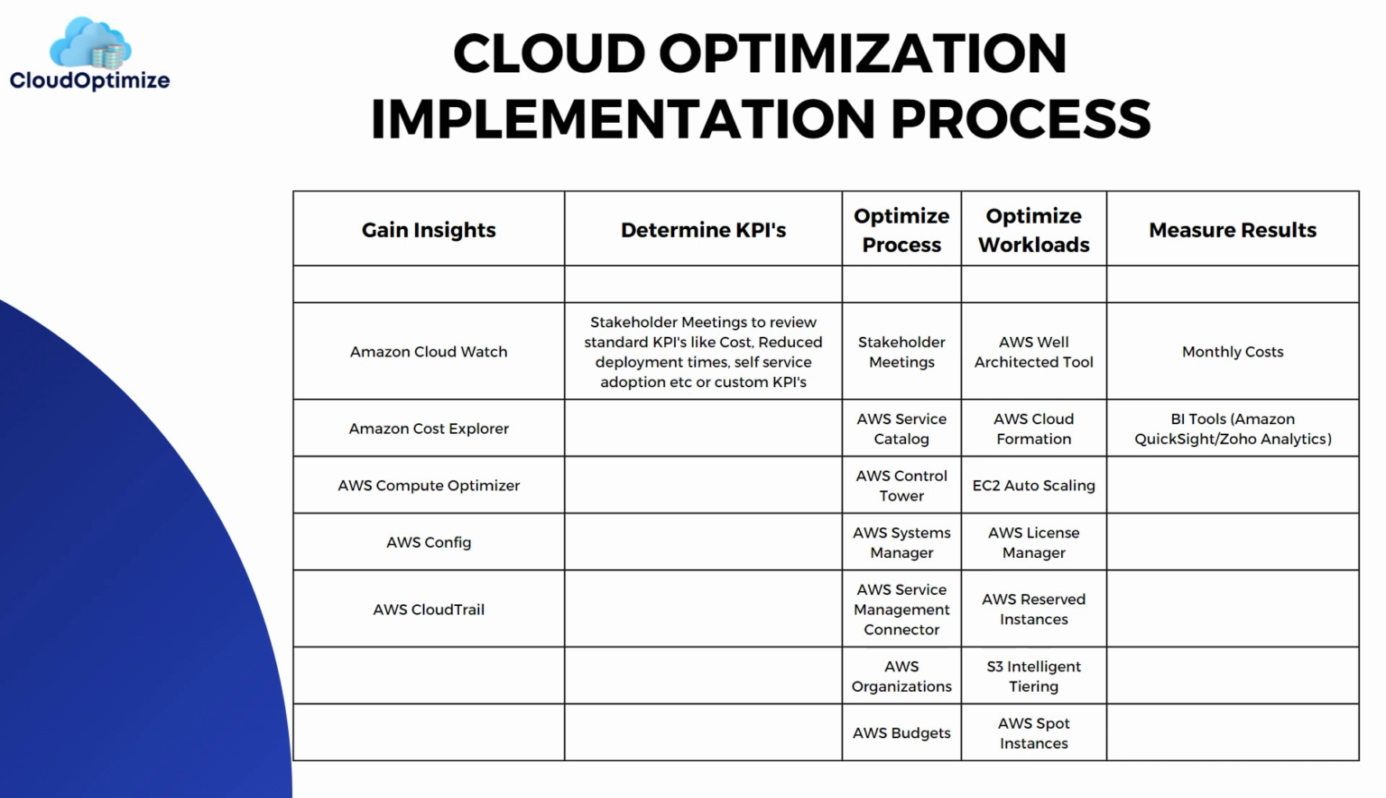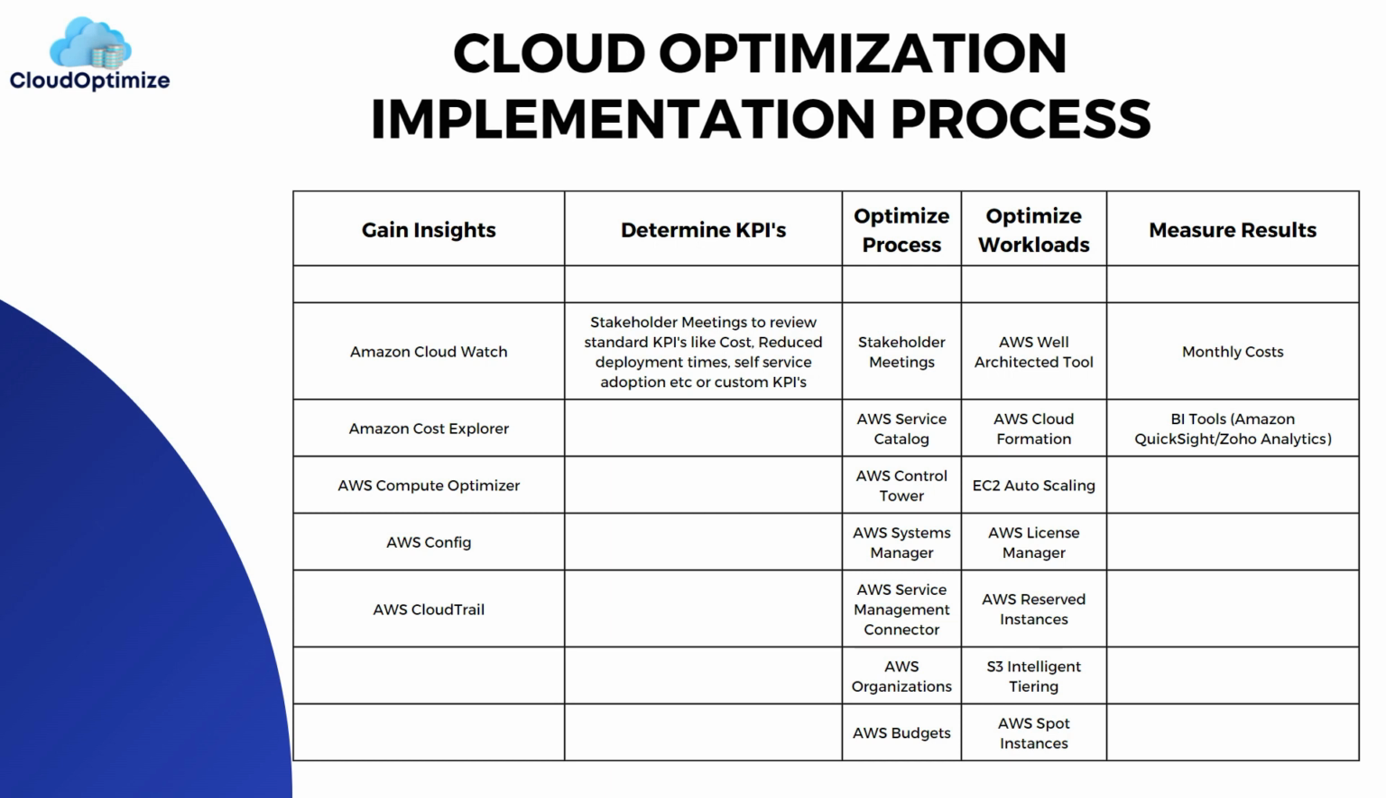But first, we need to know why we are doing it, which is really determine the KPIs. Then how we are going to do it, which is really the process. Then we are going to optimize the workloads. Finally, we are going to measure results. One obvious result is cost. You'll see the monthly cost reducing significantly.